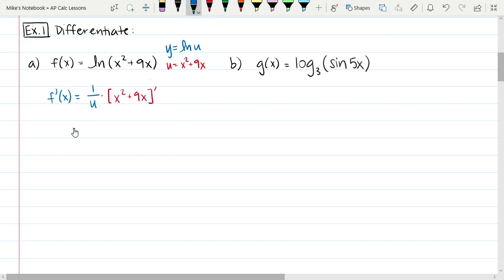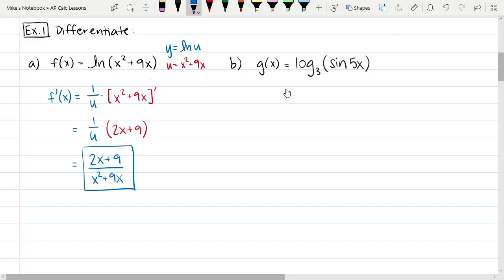Okay, so that's now going to turn into 1 over u times, of course, the derivative of x squared plus 9x, which gives us 2x plus 9. And I'm going to do two things to finish this off. First, I'm going to replace that u back with x squared plus 9x. And I'm going to move this 2x plus 9 up into the numerator because it's really just multiplying with that 1. So finally, we just get 2x plus 9 over x squared plus 9x. And that's our derivative.